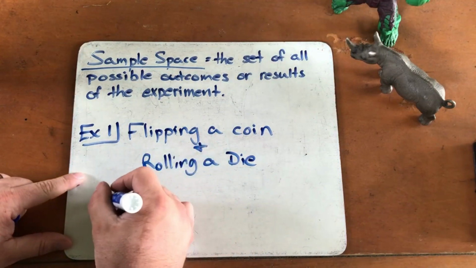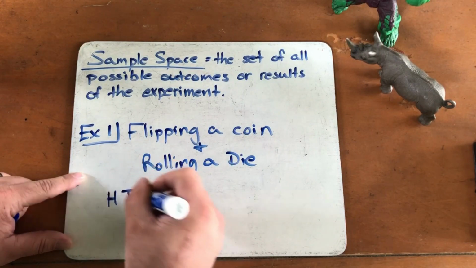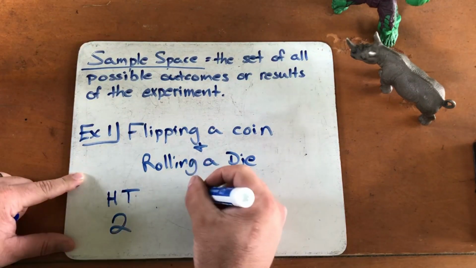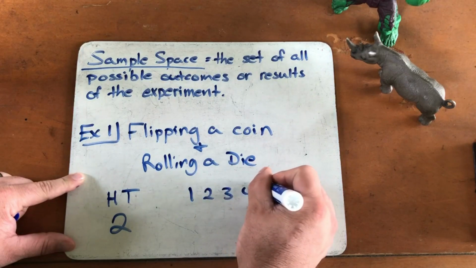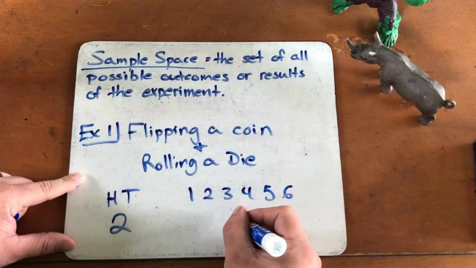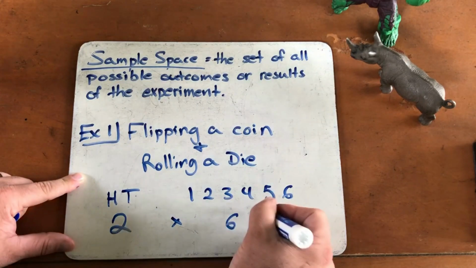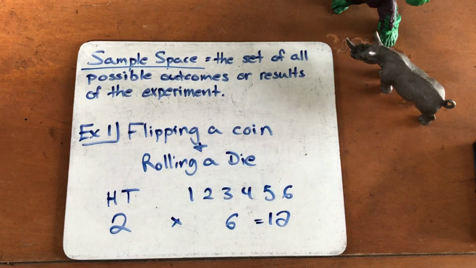When I'm flipping a coin, there are exactly two outcomes, heads or tails. When I'm rolling a die, there are six outcomes. I could roll a 1, a 2, a 3, a 4, a 5, or a 6. So the total number of outcomes is 2 times 6, which is 12 possible outcomes.